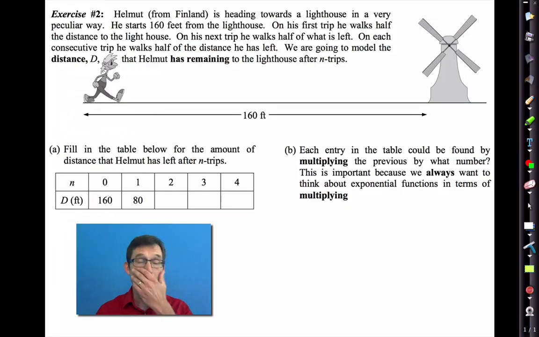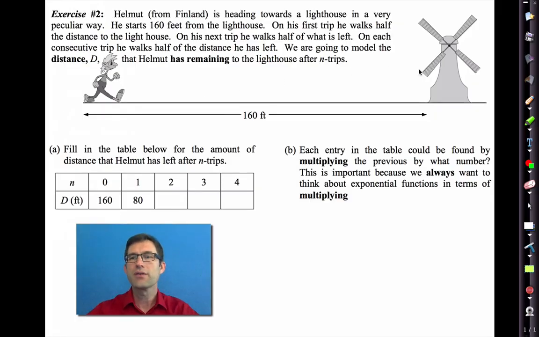Helmut. That's a real name. Not kidding. It's a Finnish name. Helmut is heading towards a lighthouse in a very peculiar way. By the way, I'd suggest trying this sometime. Maybe not with a lighthouse, but with something. He starts 160 feet from the lighthouse. On his first trip, he walks half the distance to the lighthouse, right?